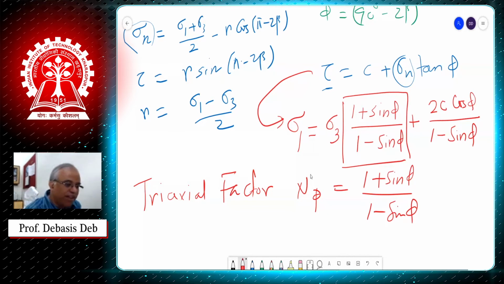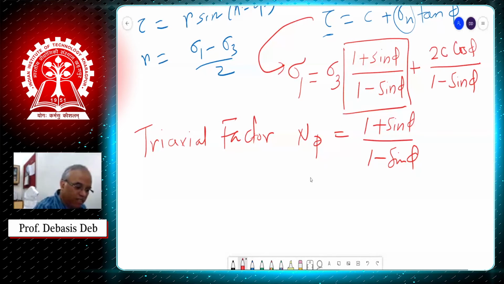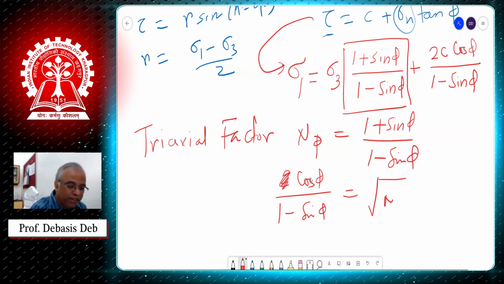So there is an n phi value, which is a triaxial factor. And if n phi is this, you can also prove 2c cos phi by 1 minus sin phi will be 2c times square root of n phi. I think you can do a trigonometric manipulation. I think you have done it in your class 12 and all this. So this will become like this.